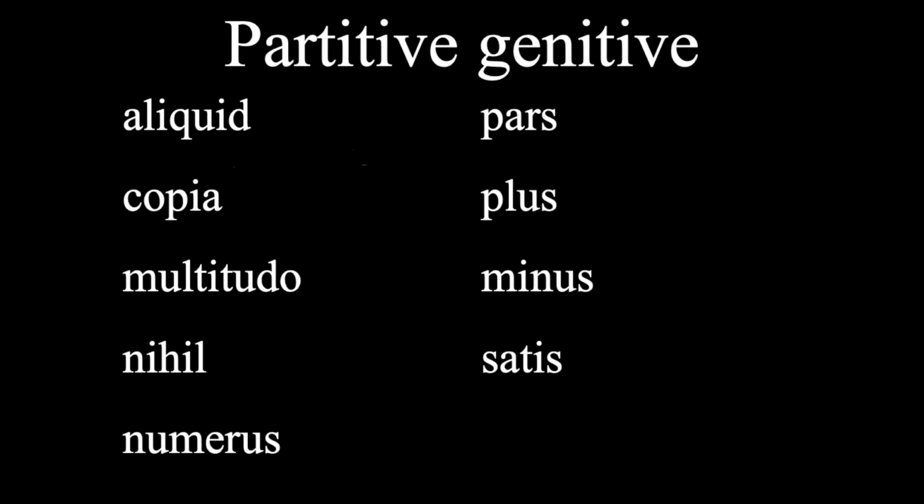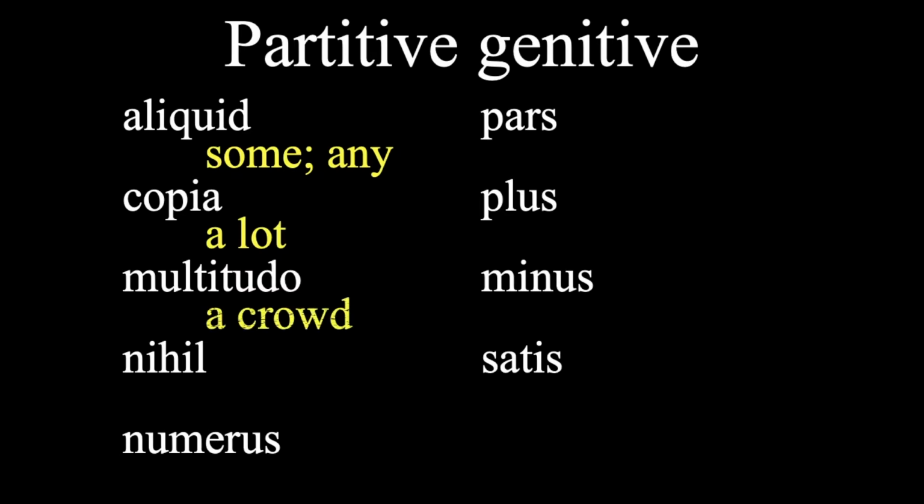Aliquid means some or any, or it can also mean something. Copia means a lot or a large amount. Copious is a derivative there, or cornucopia. Multitudo is basically a cognate. It means a crowd or a multitude. Nihil means nothing, none, or no. Annihilate and nihilism are derivatives of that.